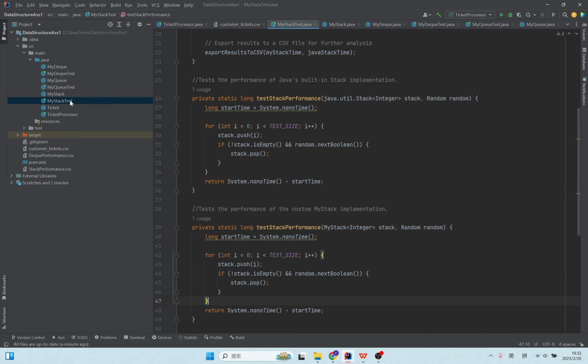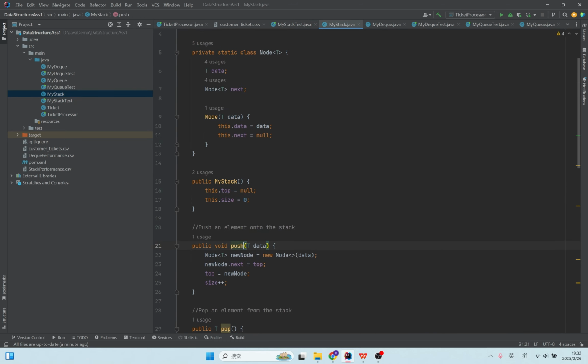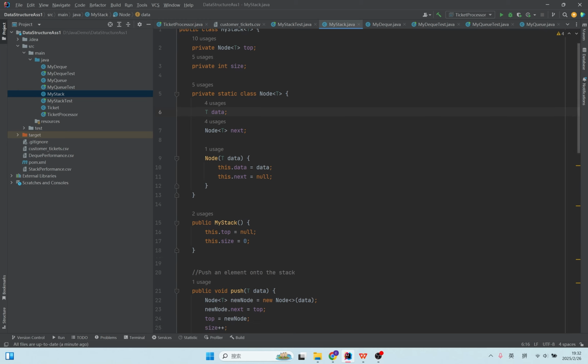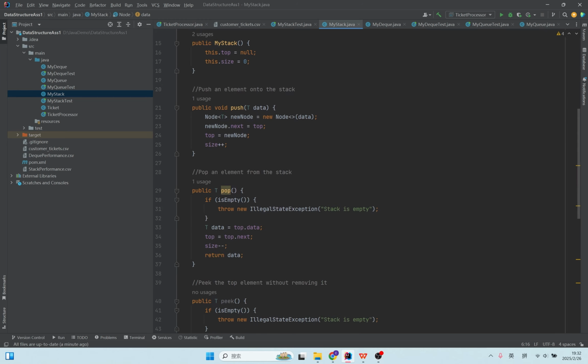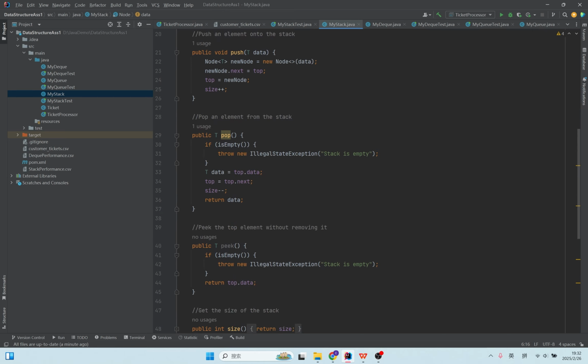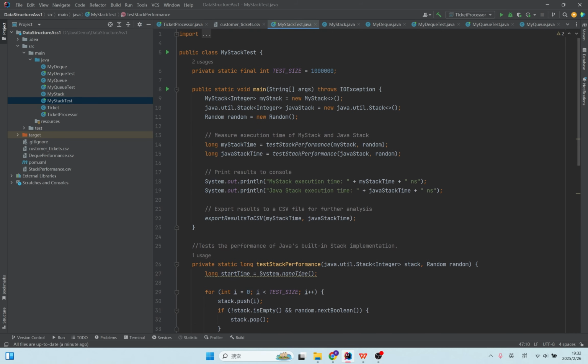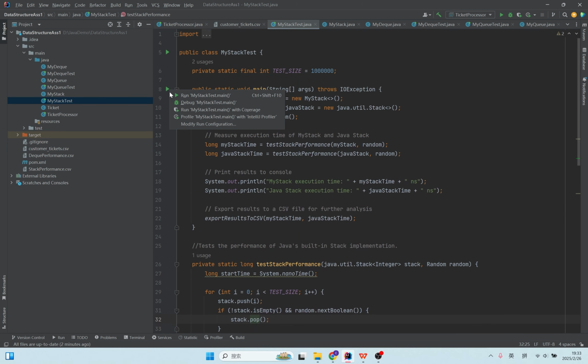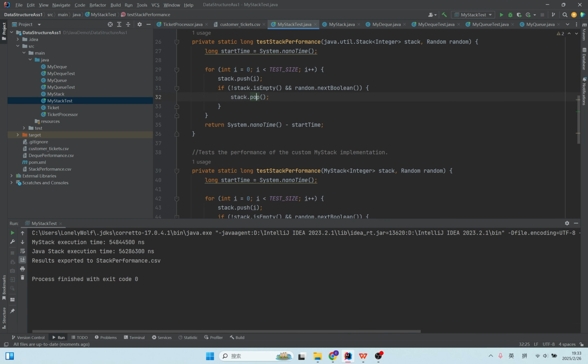So then let's see the stack. This is how I implemented the stack. I used a node, just like a linked list, and I have implemented the methods that would appear in the official stack. Just to test this, I plan to do the push and pop operation for 1 million times. So let's see how much time it needs.